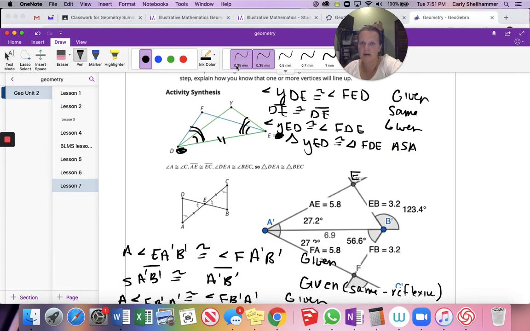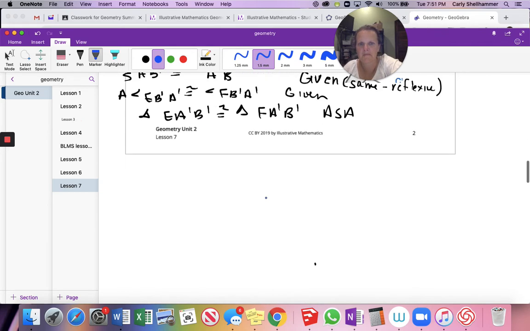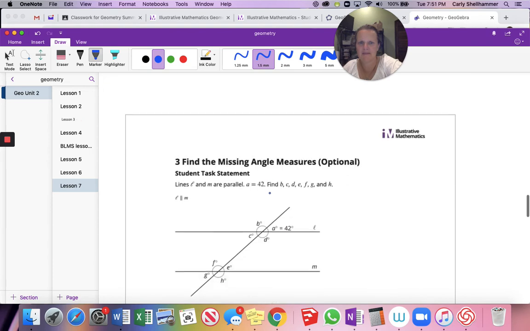Same thing here. I'm not going to write it out as much, but I will highlight the things. So I have angle A and angle C, side AE and CE, AE and EC, and then that angle and this angle. Therefore, those two triangles are congruent because of ASA. Cool, let's move on. Look at all that space I made.